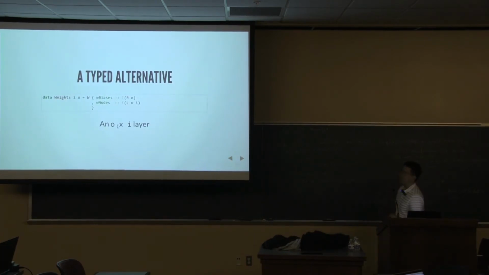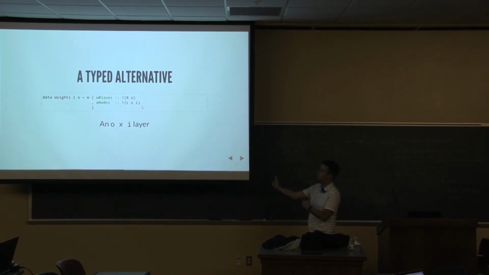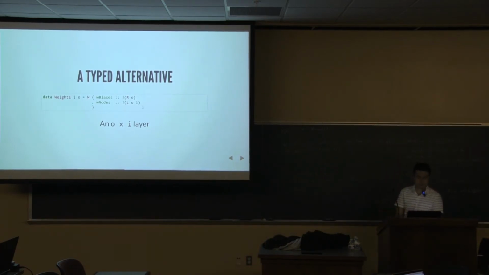So, type alternative. Now, HMatrix also offers typed vectors and typed matrices. R O is a type of a vector of O real numbers. L O I is a type of a matrix with dimensions O by I. So weights I O, you already know, is a layer from I to O. There's no guesswork, there's no documentation needed. I didn't need to write comments here. You already know from the type that the weights I O is a weight taking you from a layer of I inputs to a layer of O outputs, just from the types alone.